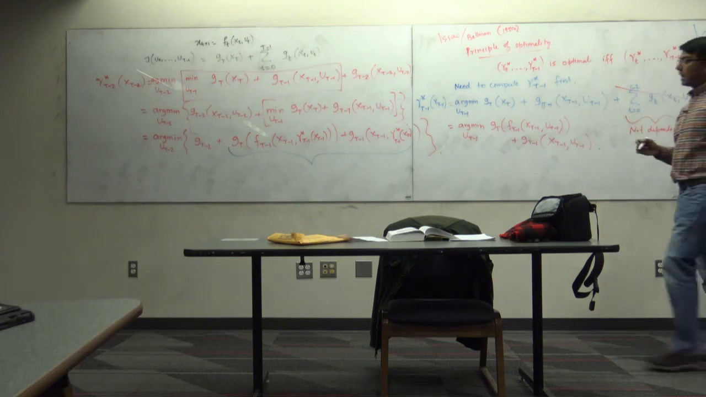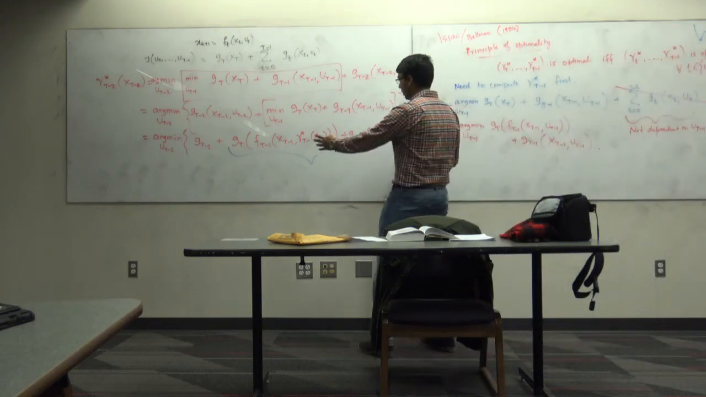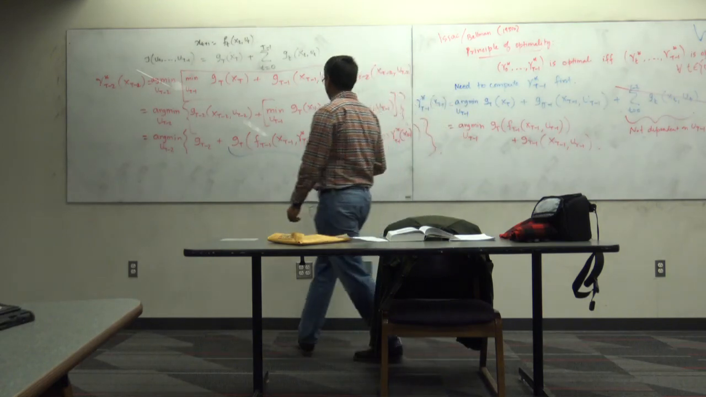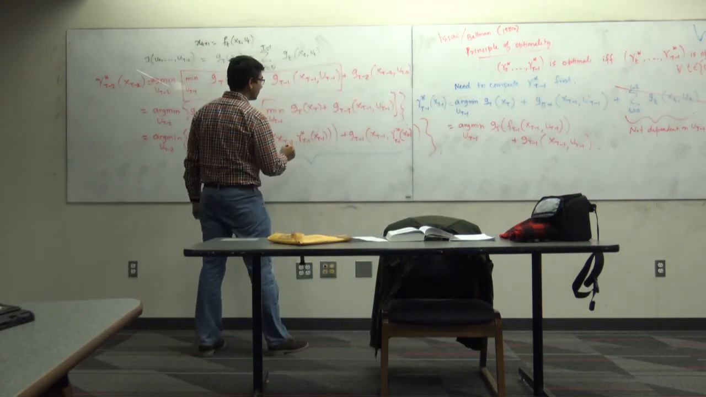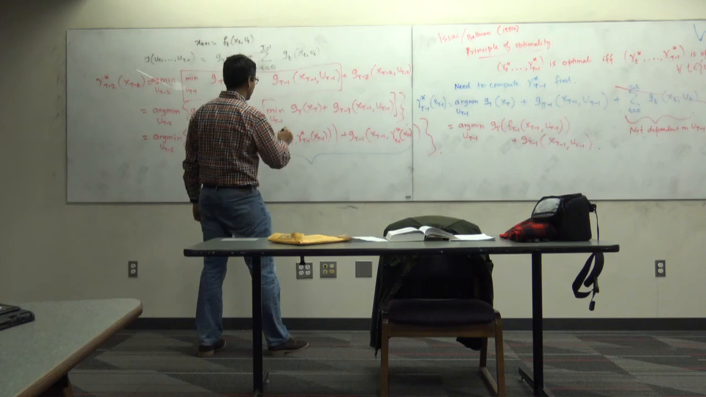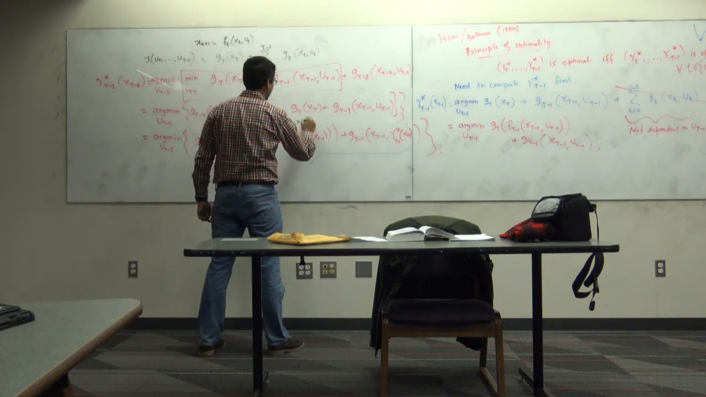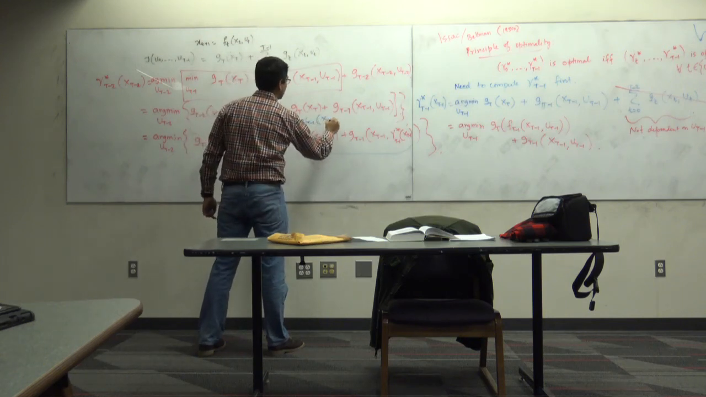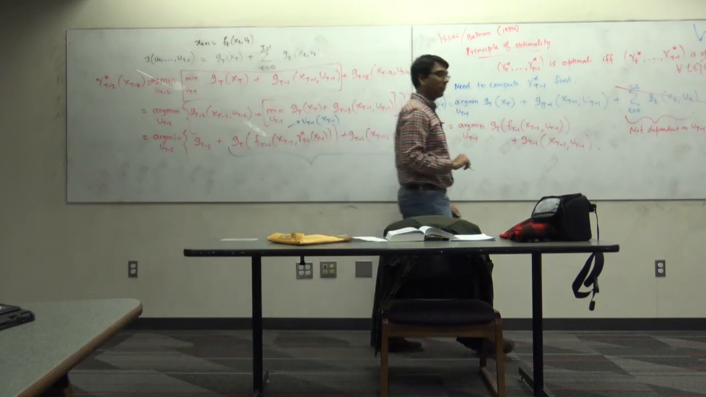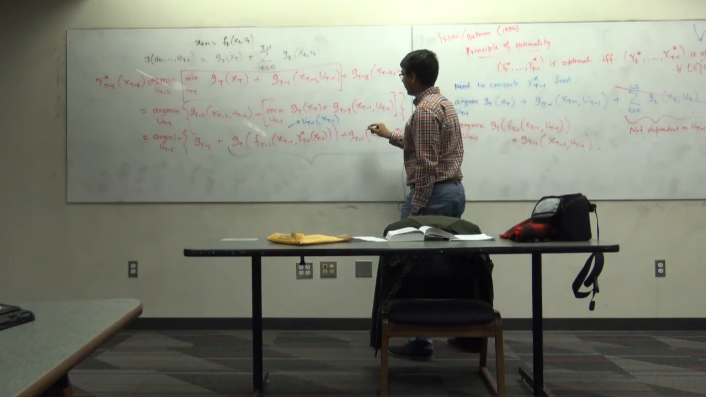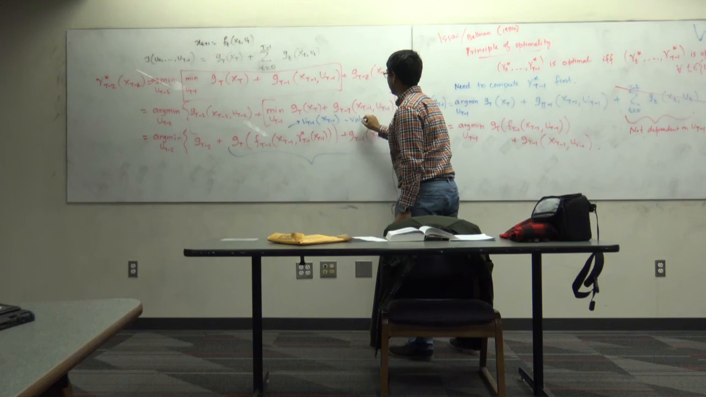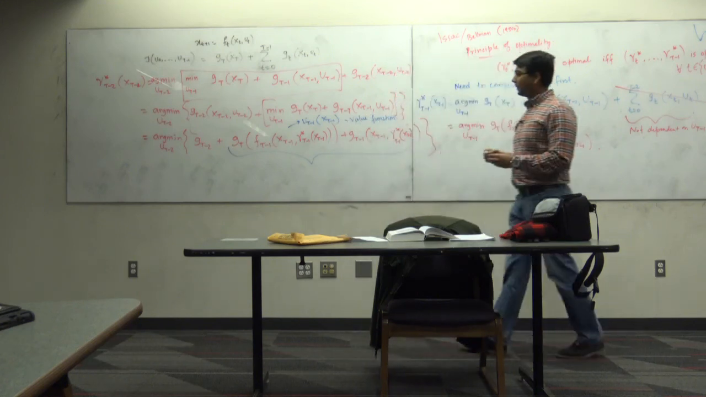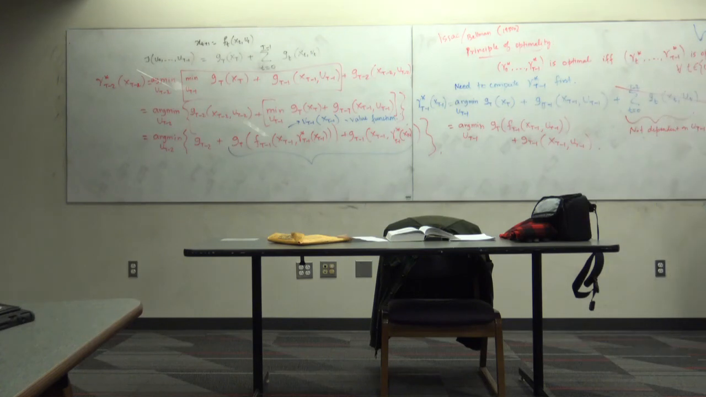I'm going to give this whole optimal value a name, which is V of t-1. Where do I write it? I'm going to write it on top. So this will be V_{t-1}(x_{t-1}). So that's my value function at time t-1.